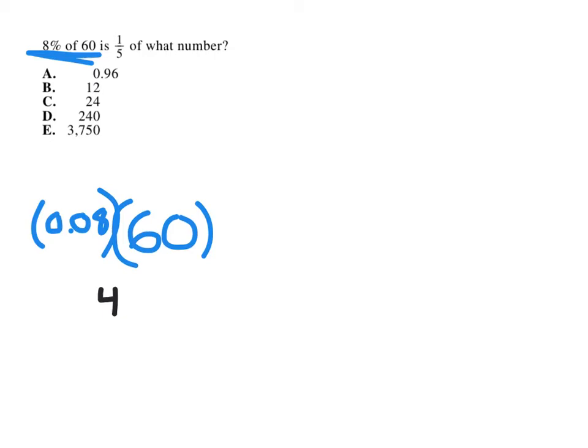So that would be 4.8. I put my decimal in the wrong place. Sorry. It would just be 4.8. So now 8% of 60 is 4.8.